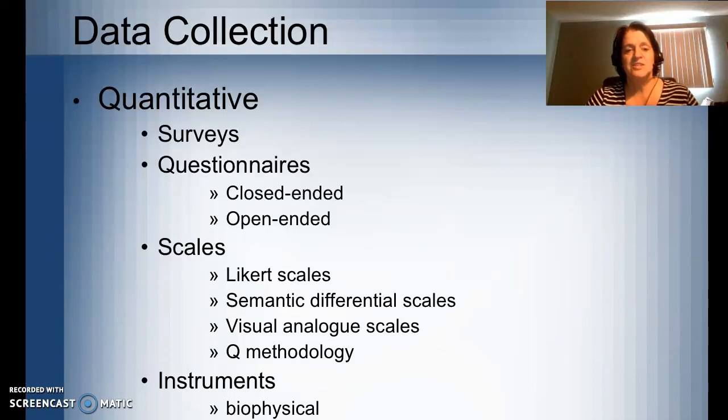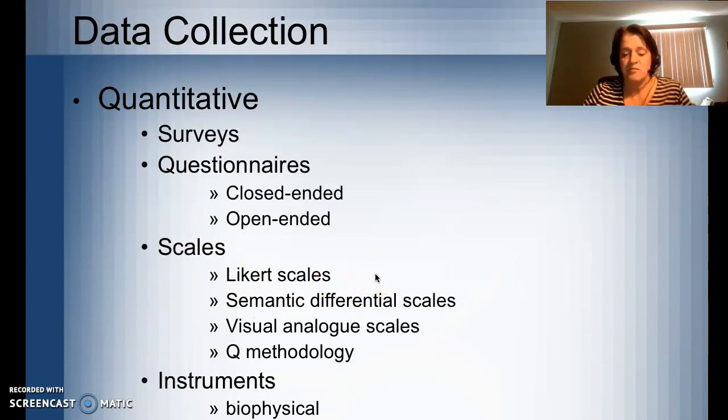Welcome back. This section is about quality of instruments in the quantitative paradigm. So we know that when we're researching things quantitatively, we often use surveys, questionnaires, which may be closed-ended or open-ended, scales, such as Likert scales, semantic differential scales, visual analog scales, and Q methodology. And then there are all the instruments such as blood pressure cuffs, physical scales, stadiometers for height, pulmonary function testing, lab results, etc. Likert scales are probably the most common scales that you see.